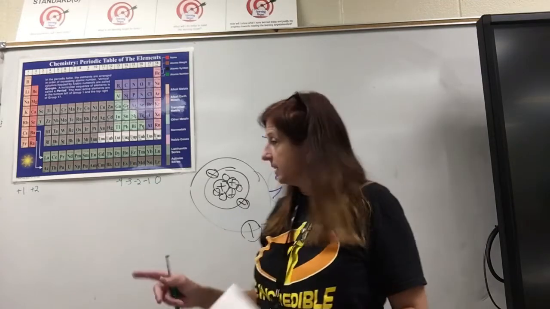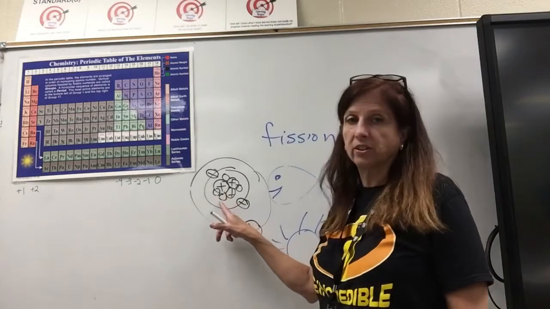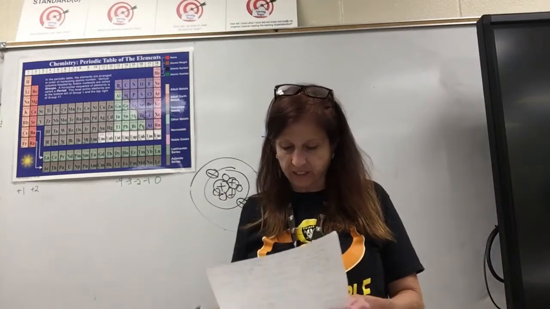Where are they located? So protons are in the nucleus, neutrons are in the nucleus. Electrons are in the orbitals. They're in an orbital outside.